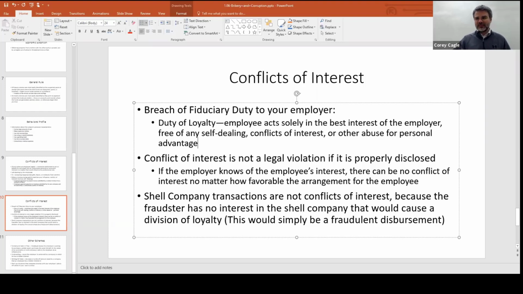Other than, here's an example of something, what is this? And the answer is conflict of interest. And then they make this point, they say shell company transactions are not conflicts of interest because the fraudster has no interest in the shell company that would cause a division of loyalty. It's simply a fraudulent disbursement. I don't know how important that is. It's getting a little nitpicky, but I guess it is, because often these test questions are, here's all this example of things that happen. This is an example of what. So if it's a shell company, there's no conflict of interest there, right? That could be important.